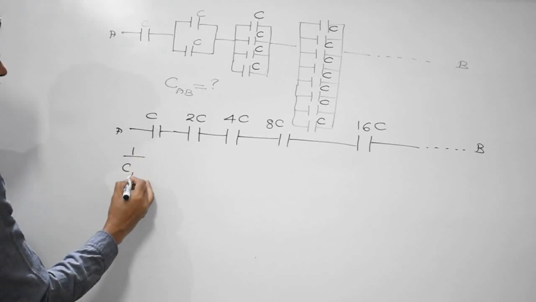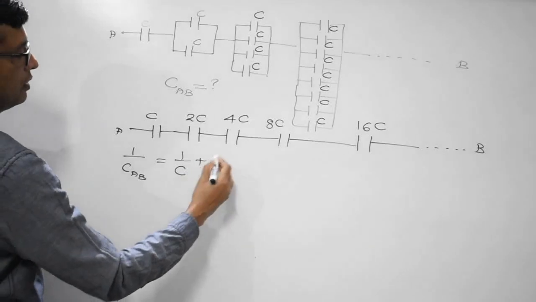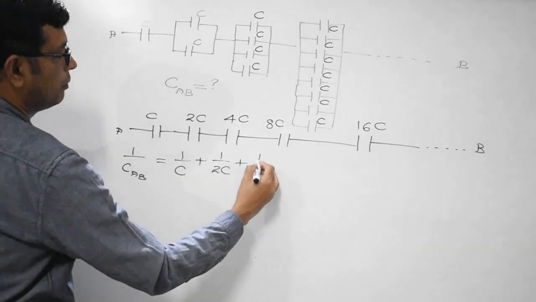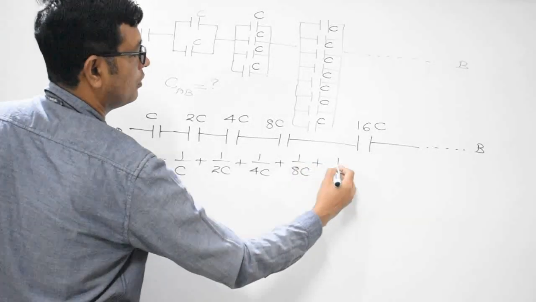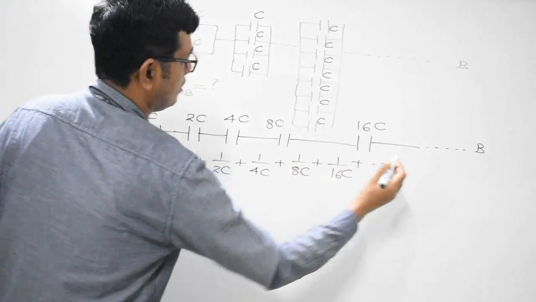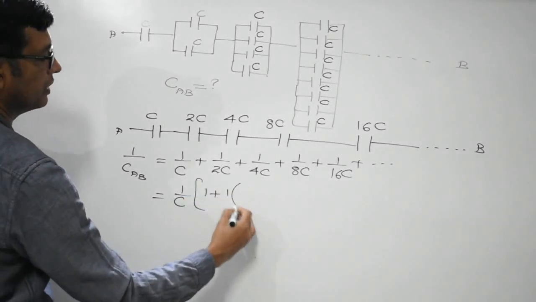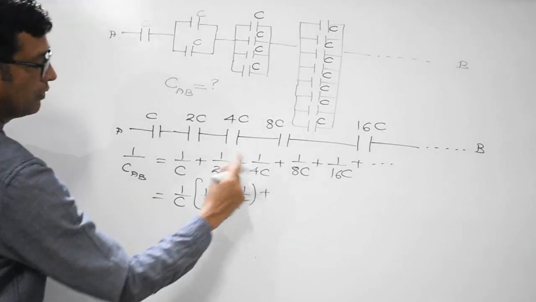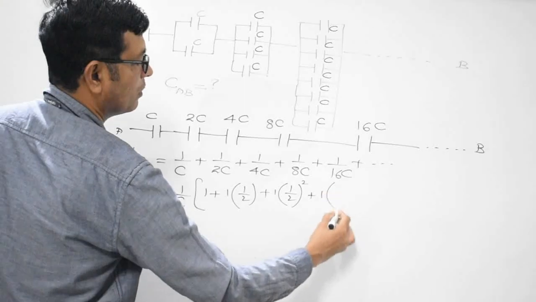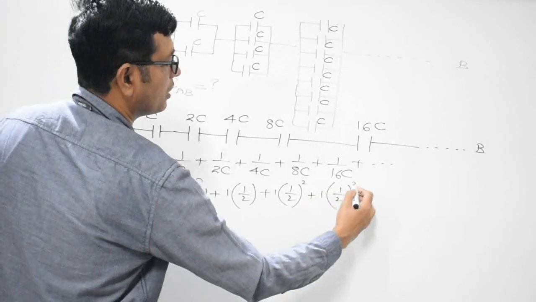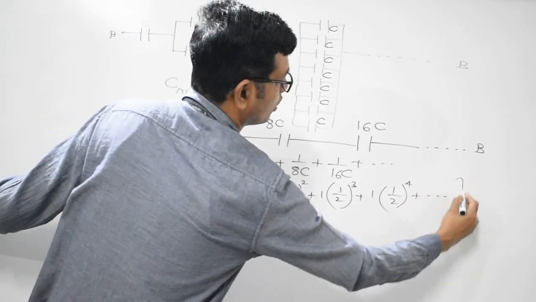And in the series grouping, the formula is 1 by C1 plus 1 by C2 plus 1 by C3 plus 1 by C4 and so on. So 1 by C can be taken as common. The terms can be rearranged in this manner, isn't it? 1 by 4 will be common. It can be written as 1 into 1 by 2 to the power 2. 1 by 8 may be written as 1 into 1 by 2 to the power 3. 1 by 16 may be written as 1 by 2 to the power 4 and so on.